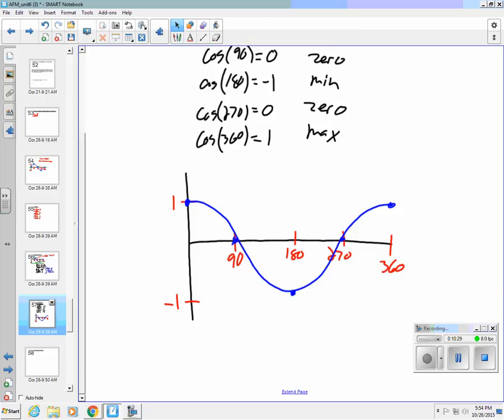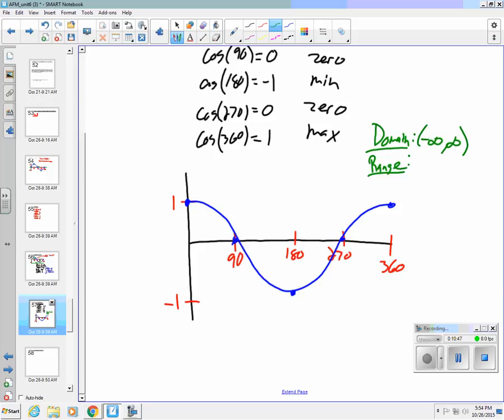So again, we'll look at some of the features for the cosine function. Most of them will be the same as for the sine function. Our domain, same thing. This pattern will continue on either side, out to the left or out to the right. Our domain is all real numbers.